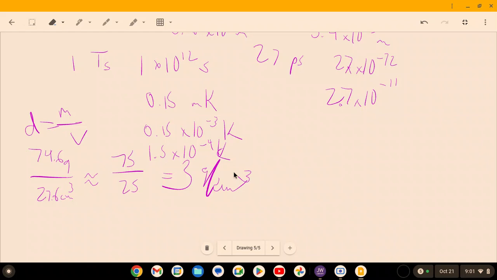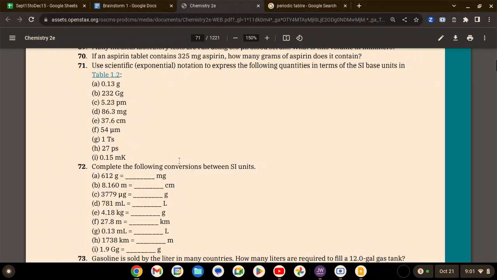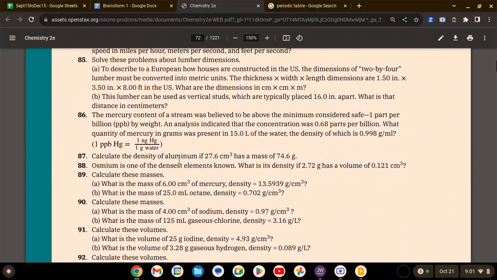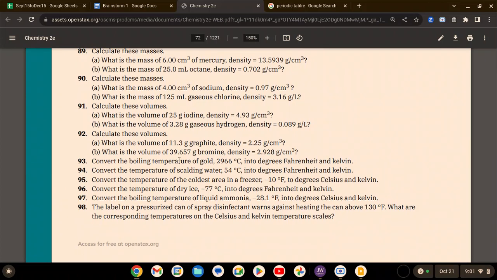91, calculate these volumes. What the heck? All right, what is the volume of 25 grams of iodine with a density of 4.93 grams per centimeter cubed?